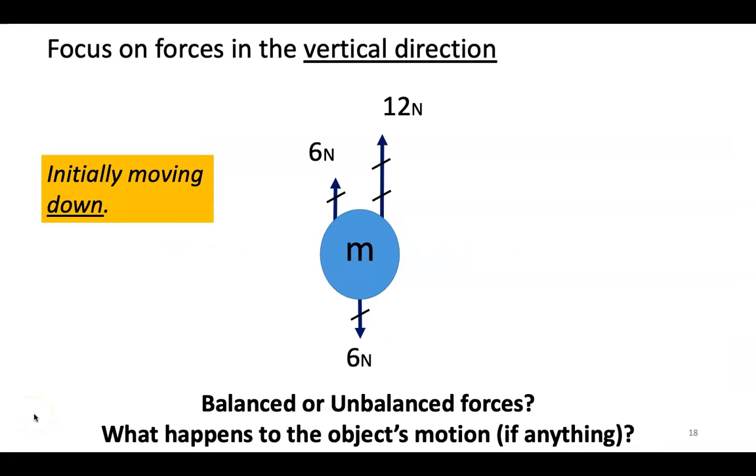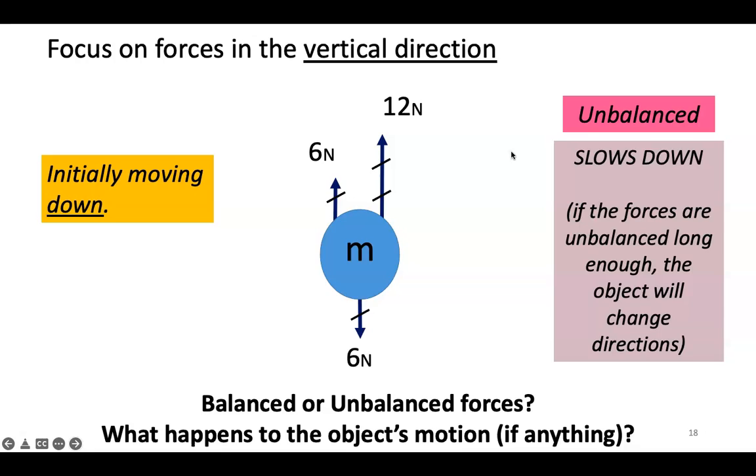All right, so we look at this one right here, and you see that now we're looking at forces in the vertical direction. We see that there's a total of 18 newtons up, 6 newtons down. So if this were a tug of war, up would win the tug of war. These are unbalanced. Now, because it was initially moving down, but the acceleration is going to be up, that acceleration opposes motion, so it's actually going to slow down.